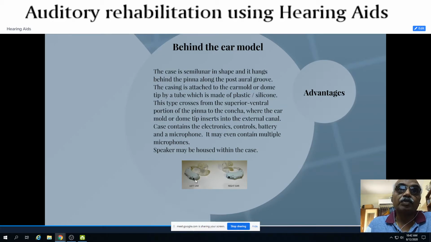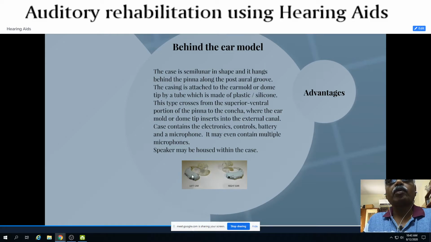This is the casing which holds the electronics. This is semilunar in shape, and this hangs behind the pinna. This is placed behind the pinna along the post-aural sulcus. And this casing is attached to the ear mold or dome through a small tube. This tube can be made of plastic or Teflon, and this ear mold can be customized to fit comfortably into the entry of the external auditory canal of the patient. So the ear mold can be customized to enable the patient to wear it comfortably.